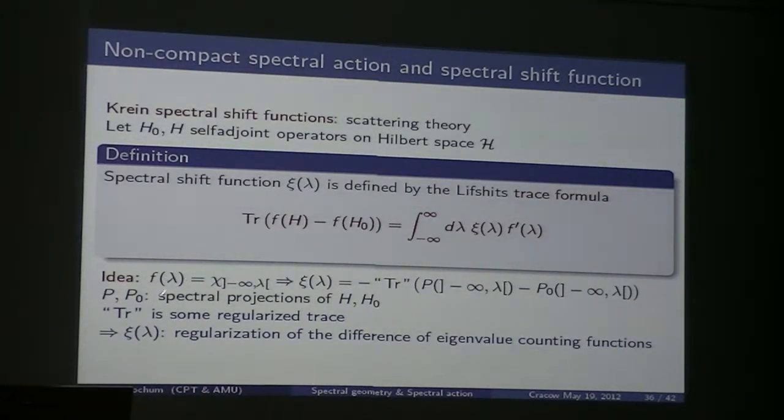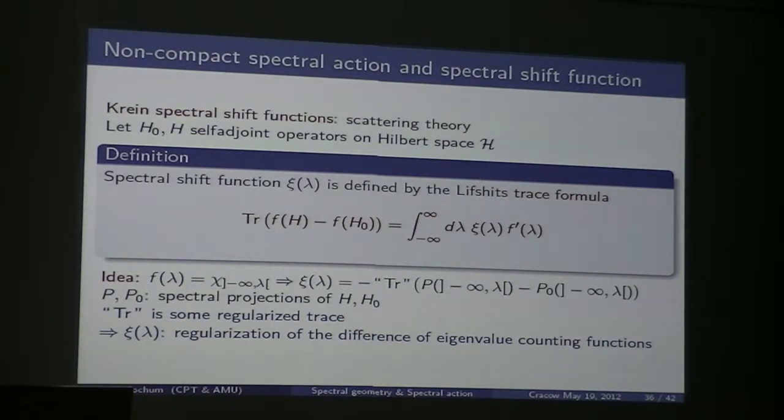So what is f? If, for instance, f is this characteristic function, then psi of lambda is a kind of trace of the difference between these two spectral projections associated to these two operators. Okay, so this is a kind of regularized trace.